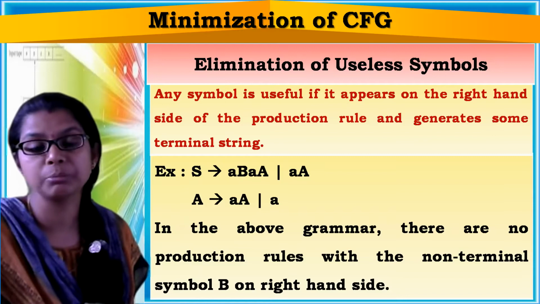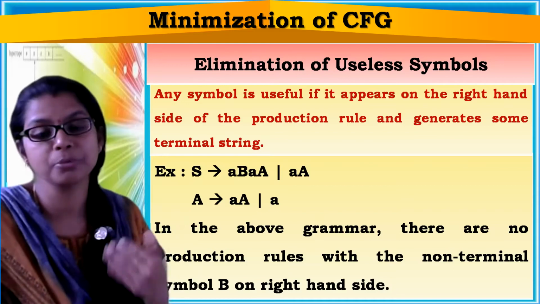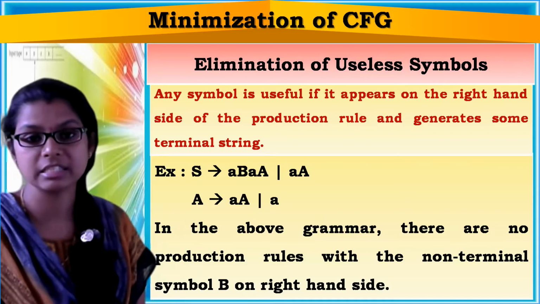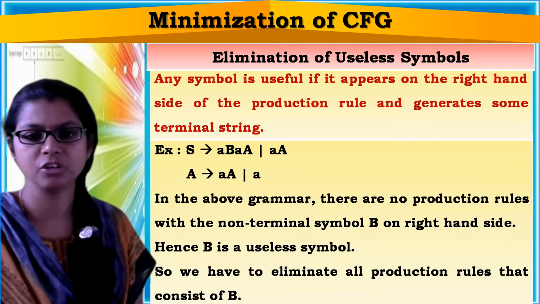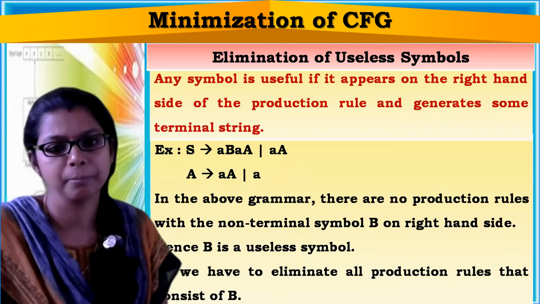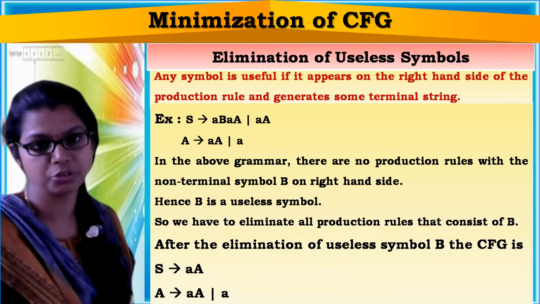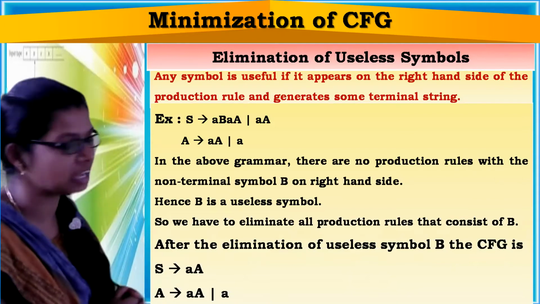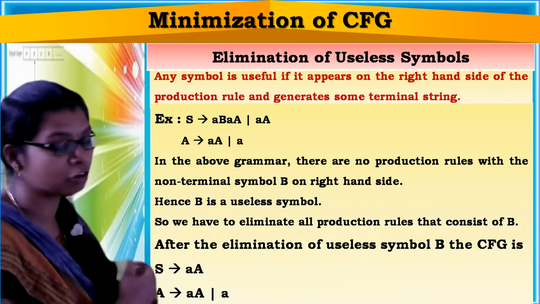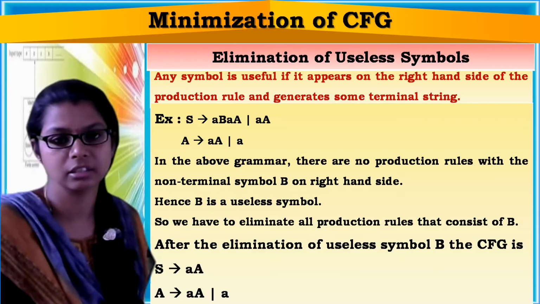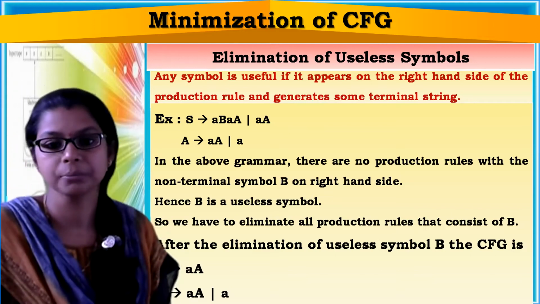That means we have to remove all the production rules that contain B, because B does not produce anything. It is not present on the right side, so it is not producing anything at all. So it's a useless symbol, and we have to eliminate all the productions that contain B. After eliminating the useless symbol B, the context-free grammar is: S produces terminal a followed by non-terminal A, and A produces terminal a followed by non-terminal A, or terminal a. This is the context-free grammar after eliminating the useless symbol B.